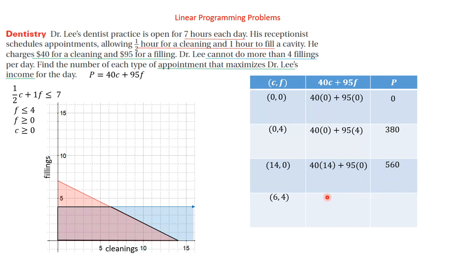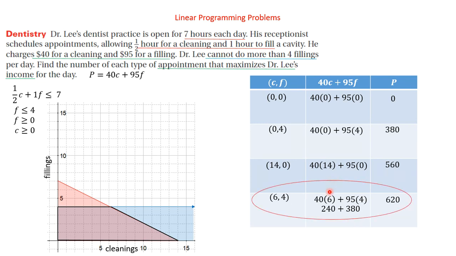But how about the fillings and cleanings? So plug in 6, 4. 40 times 6 is 240. 4 times 95 was 380. We already saw that. Then 240 plus 380 is 620. So which one maximizes? The 620.